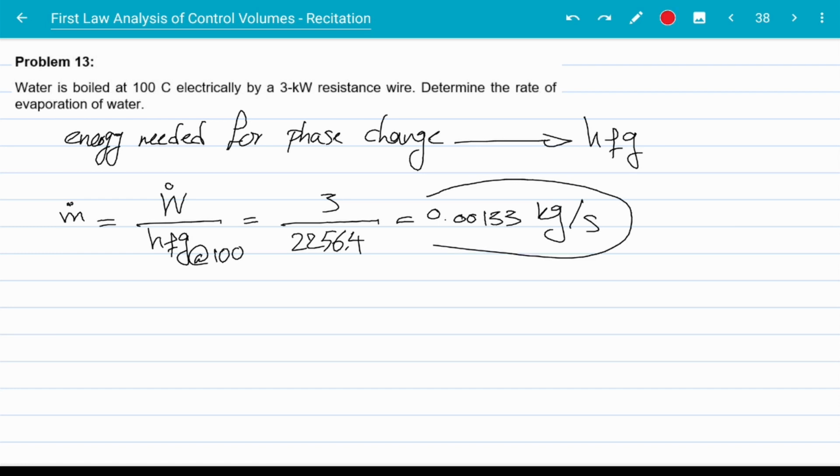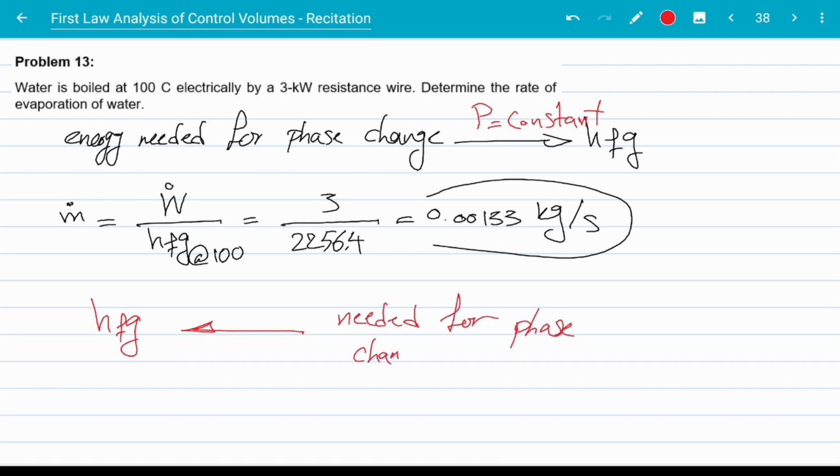So remember, when phase change is happening at constant pressure, then h_fg is the amount of heat needed for a phase change.